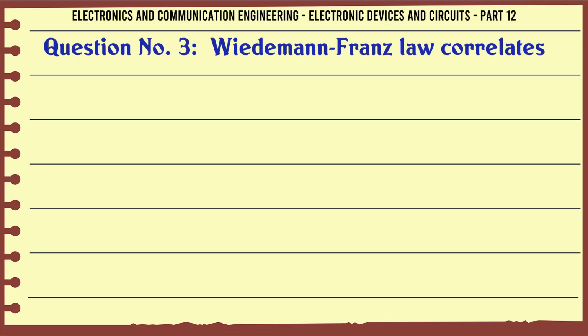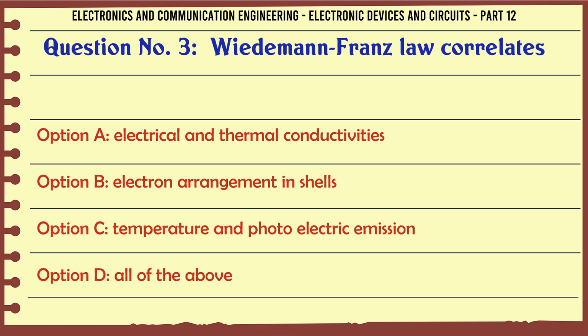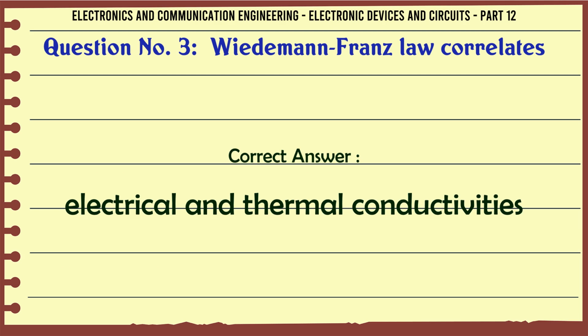Wiedemann-Franz law correlates A. Electrical and thermal conductivities, B. Electron arrangement in shells, C. Temperature and photoelectric emission, D. All of the above. The correct answer is electrical and thermal conductivities.